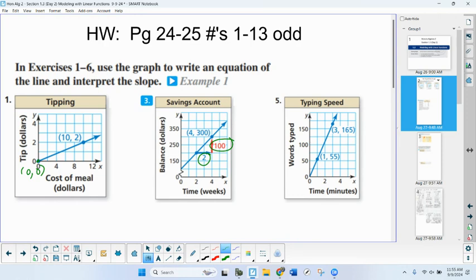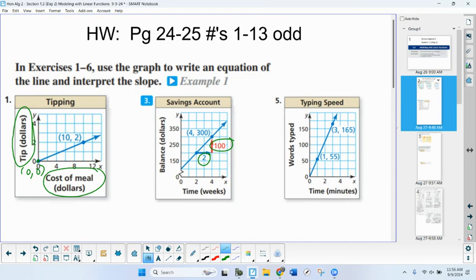The only thing we had to add to each of these is what does the slope represent? Remember, slope is change in y over change in x. So the slope here would be the change in the dollars per the cost of the meal. How much your tip went up per dollar in meal.